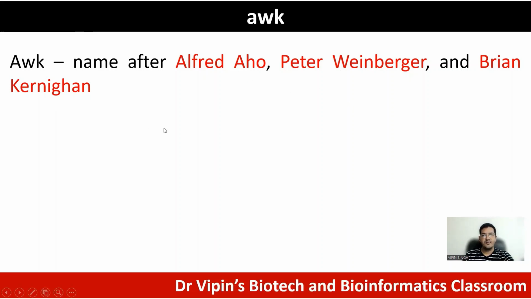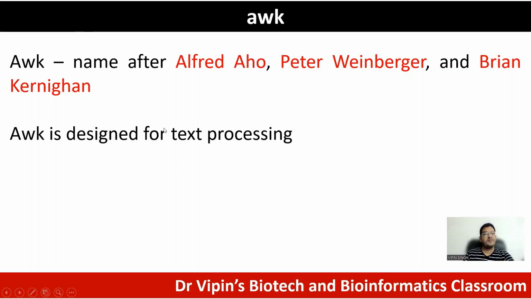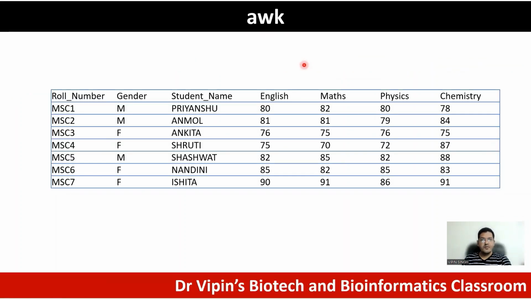So awk is specially designed for text processing. It reads the file line by line, and the advantage of awk is that what would take several lines of code in other languages, awk is especially customized to do in just one line. So what you have in this file is roll number of students in column 1, gender in column 2, student name in column 3, and marks obtained in English, maths, physics, and chemistry in the remaining columns.